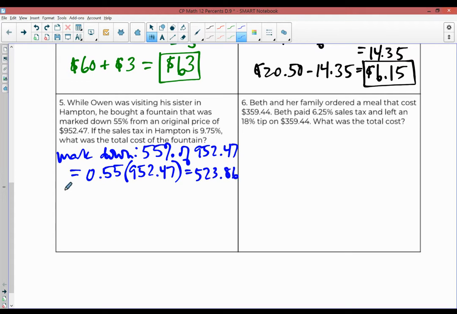So now I have to subtract. It's the same stuff that we've been doing, we just have more numbers now, so it's easier to make a mistake. That gives 428.61.